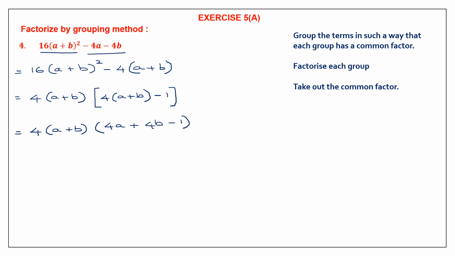So we have factorized this question by the grouping method, and this is our final answer: 4 into a plus b into 4a plus 4b minus 1. So this is how we do the grouping method. Put them into groups by taking out the common factor and then factorize each group again by taking out the common factor, simplify and come to your final answer.